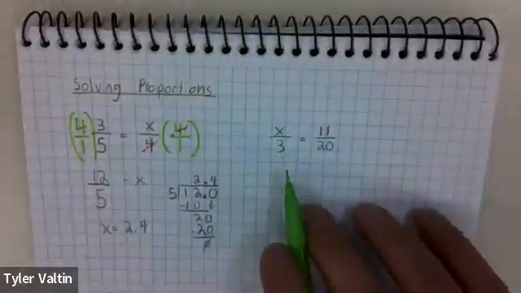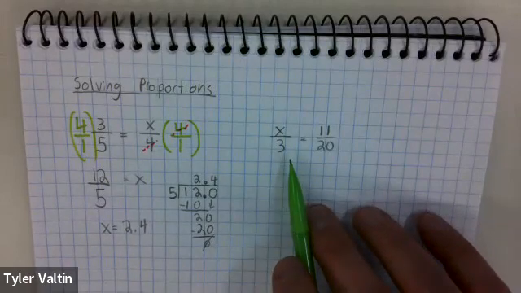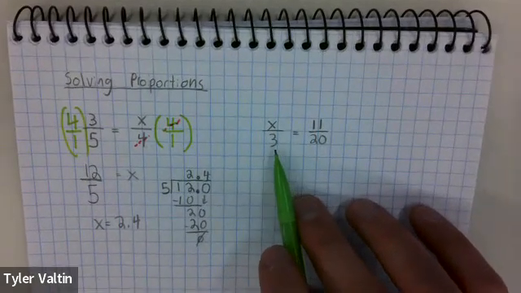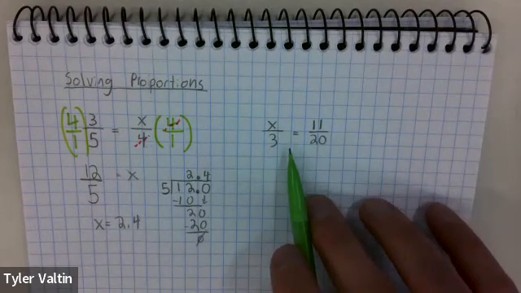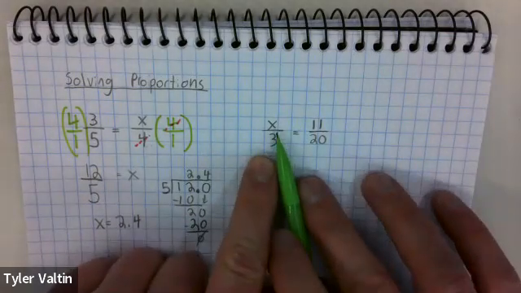Let's do another one. If you're feeling good, give this one a shot: pause the video, see if you can figure it out on your own, but I'm going to go ahead and show how to do this one. Now this one, the x is over here on the left side.